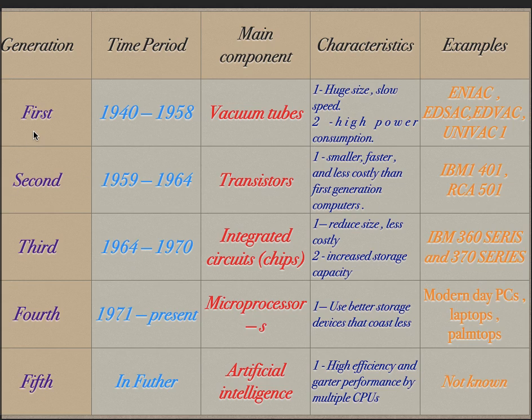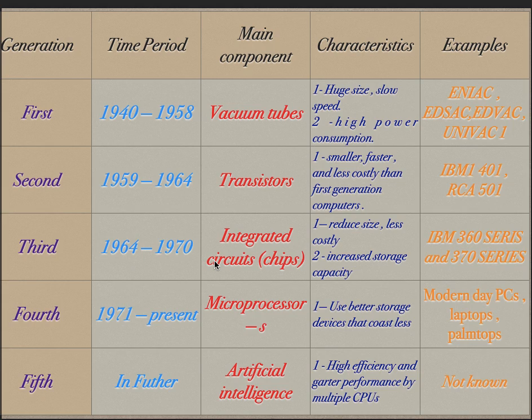So if you see here, in the first generation, it is really slow speed, huge size, and really costly. In the second generation, it is a little smaller, faster in speed, and even less costly than the first generation computers. When you come to the third generation computers, then it is still more reduced size.